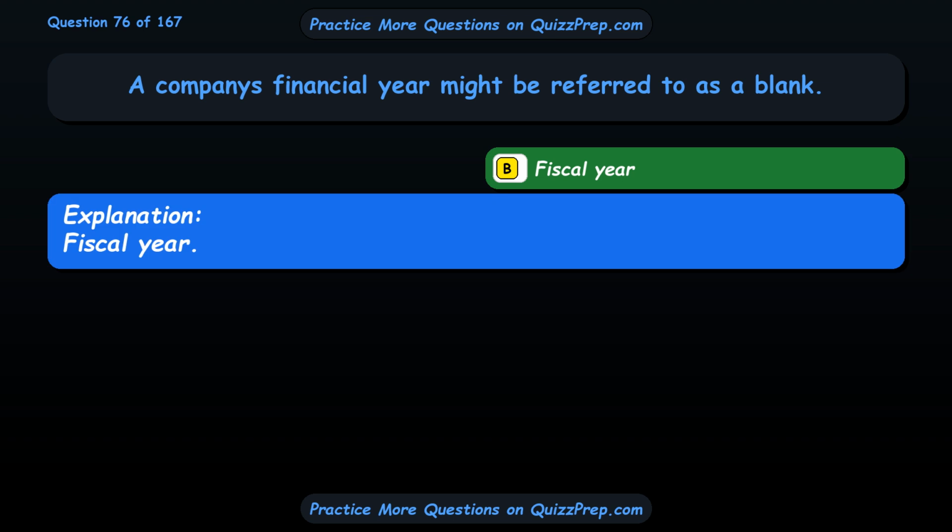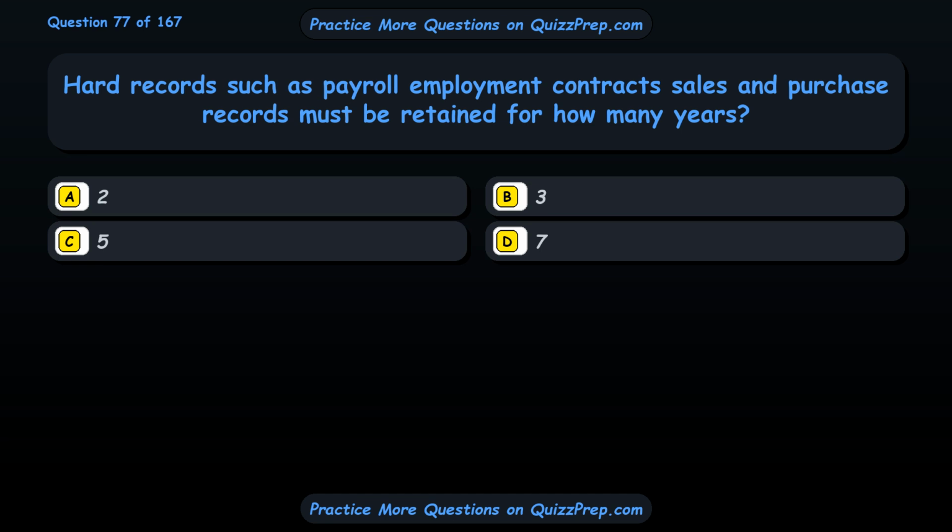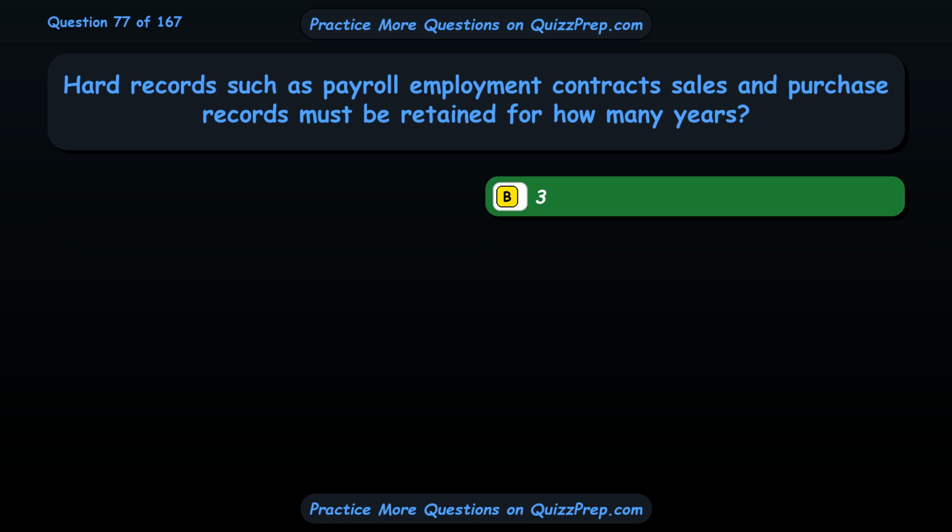Fiscal year. Question 77. Hard records such as payroll, employment contracts, sales and purchase records must be retained for how many years? Option A, 2. Option B, 3. Option C, 5. Option D, 7. The correct answer is option B, 3.